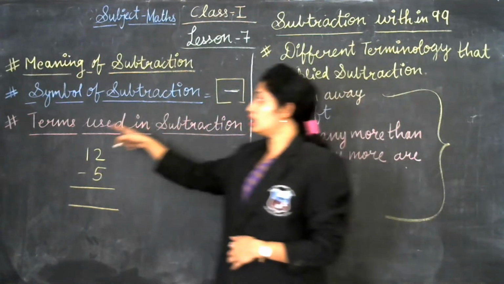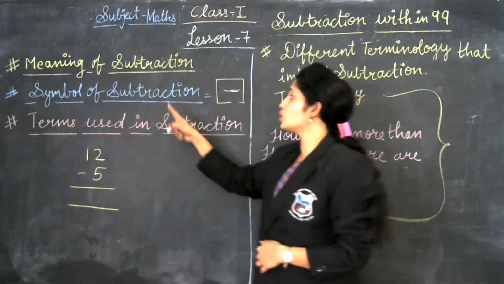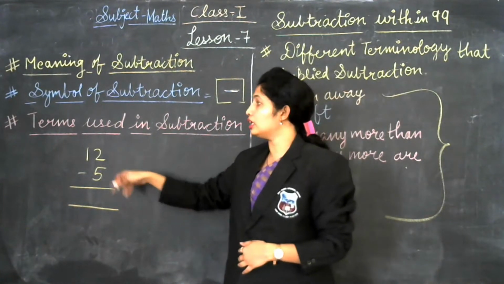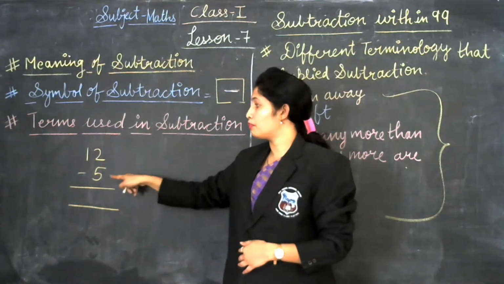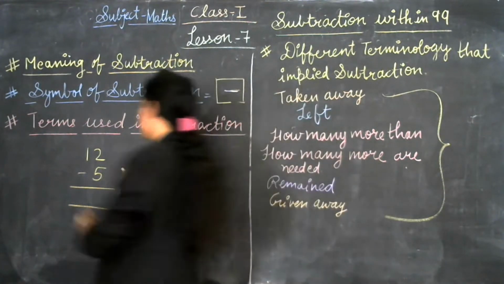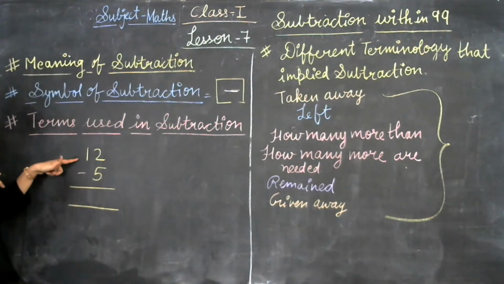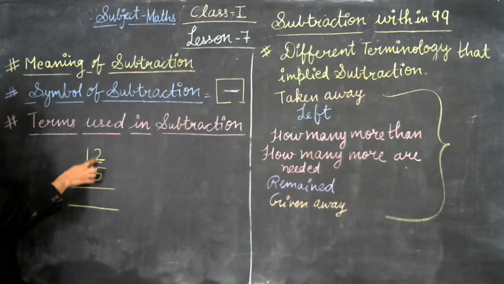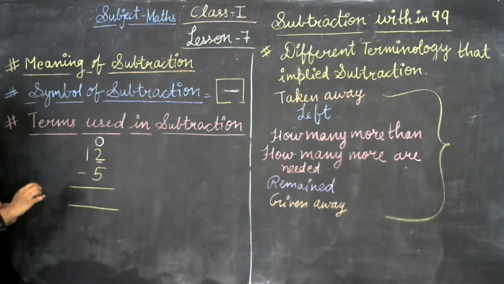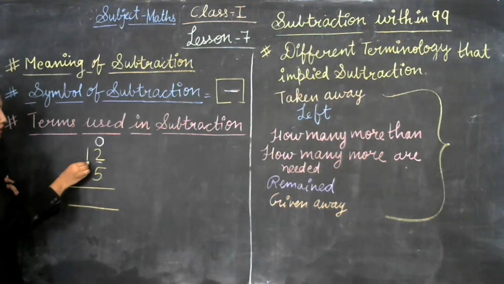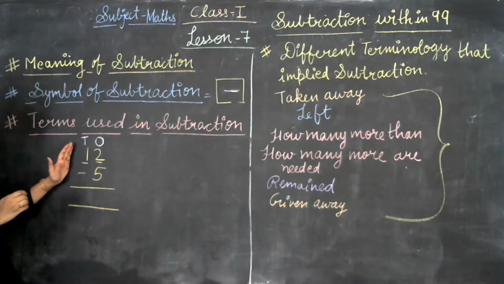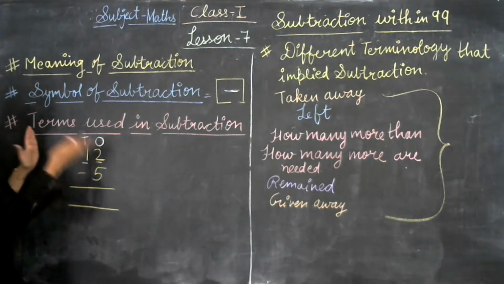Okay. So children, look at the terms used in subtraction. Look at this example. 12 minus 5. Look at this number, 12. The 2 is in the 1's place, and the 1 is in the 10's place. So firstly, will we subtract the 1's place or the 10's place? No, we will subtract together.